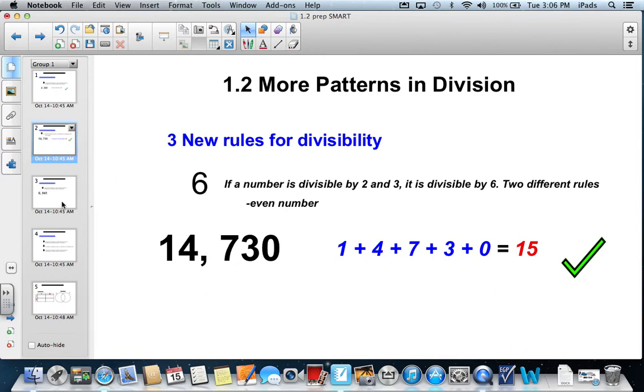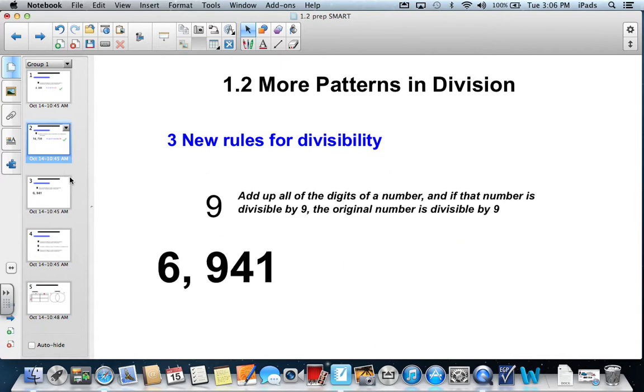And then we will come over to 9. 9 is the next one. 9 has the same rule as 3. If you add all the digits of a number up, and the number you get is divisible by 9, then the original number is divisible by 9.